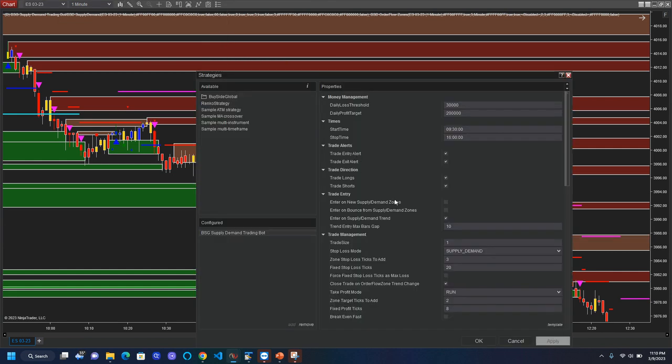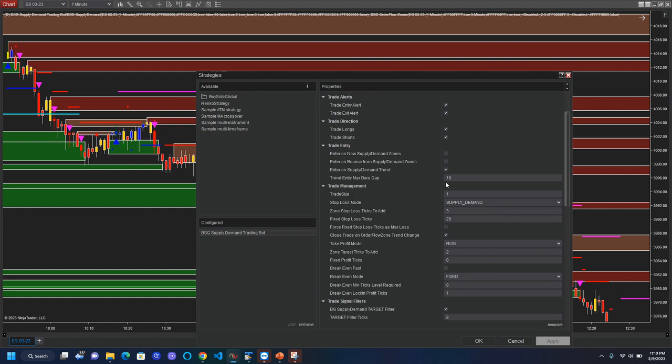If you go to the supply and demand trading bot, the section where we have trade management, this is what we're talking about. Let's start with trade size. As you know, it's contracts. How many contracts do you want to trade? Right below that is stop loss mode. Where you want to place your stop loss for every single trade is decided by this particular setting.